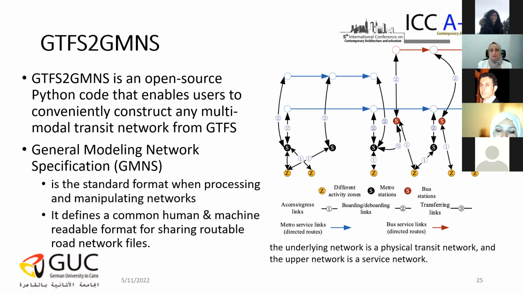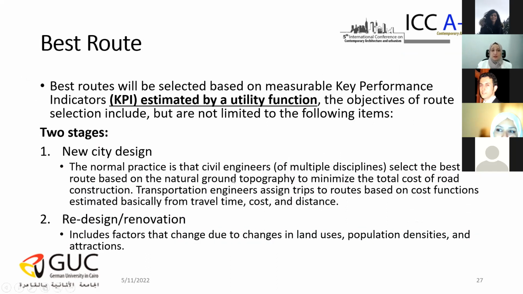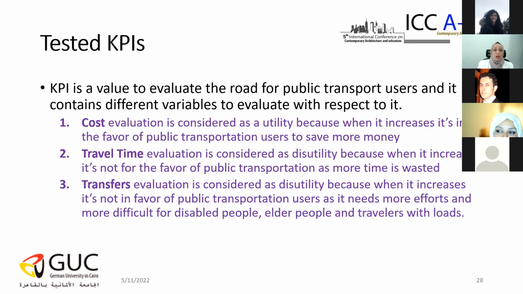We have two views, the service view and the network view. Here we looked at the KPI that we can use in 2 stages of the city, whether it is a new city that I want to design, or an existing city where I want to see if there's a certain route that users don't like and we need to improve it.